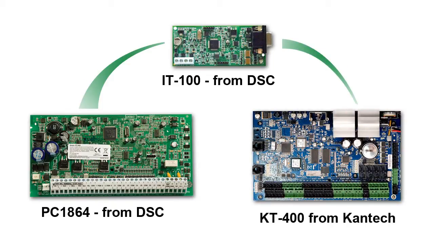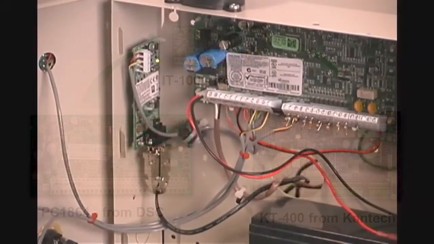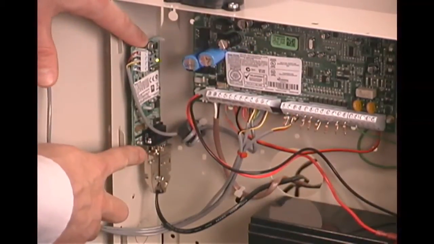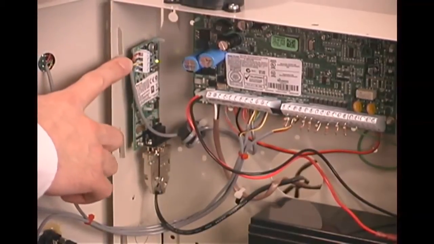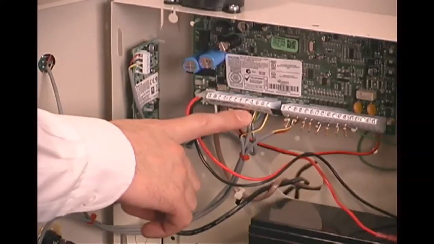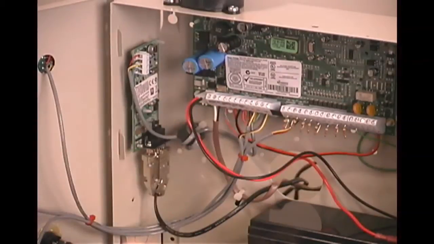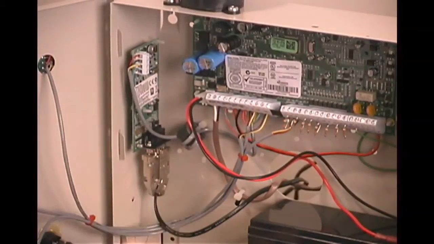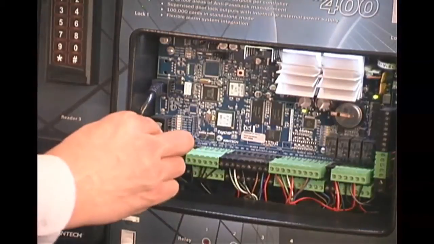To wire the IT100 to the alarm panel, power down the alarm panel, then connect the IT100 module using a 4-wire key bus connection to the PowerSeries Intrusion panel. Connect the red, black, yellow, and green terminals to the key bus terminals of the PowerSeries Intrusion panel. Power up the alarm panel. The connection to the KT400 is as simple as a click.